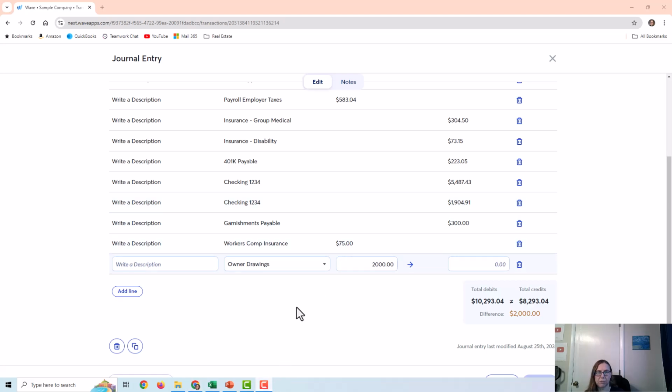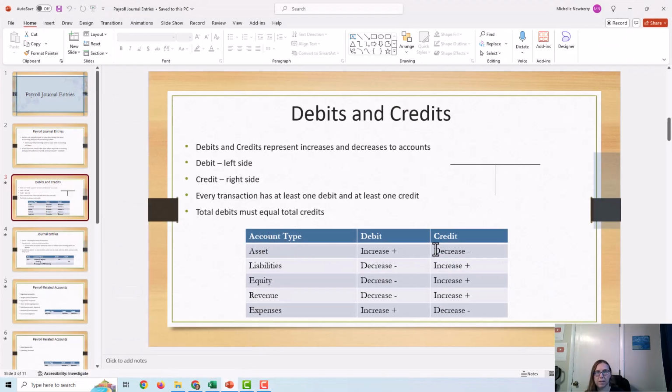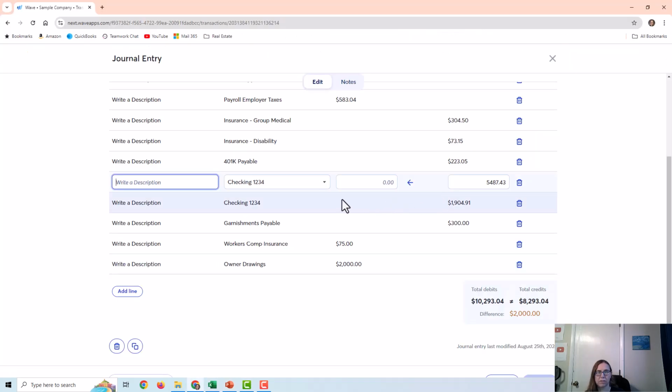And if we go back to the rules, once again, assets we subtract from with credits. We already have 2 credits to checking, one for the net pay and one for the taxes and withholdings. This would probably be lumped together with the net pay. So we're just going to change this to 7487 instead of 5487. So we just lumped it together with the net pay that was already being subtracted from the checking account, and now we're also subtracting this $2,000 payment, and we're doing that by posting a credit.